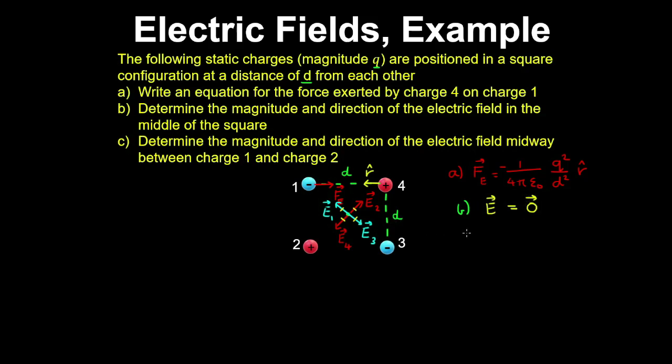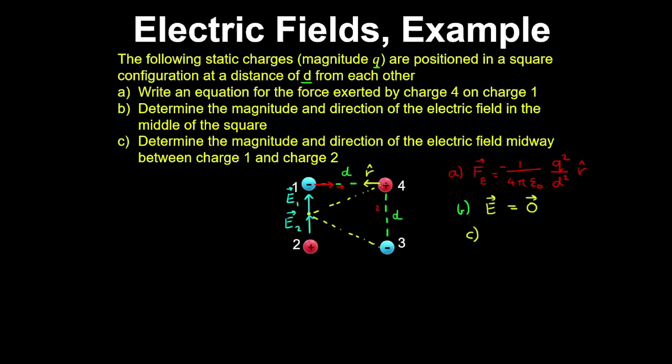Now part C asks us to determine the magnitude and direction of the electric field midway between charge 1 and 2. So let's make room over here. So the electric field points away from charge 4 and towards charge 3 and towards charge 1 and away from charge 2.